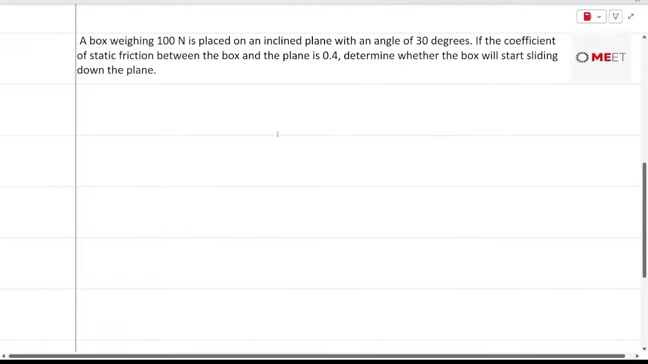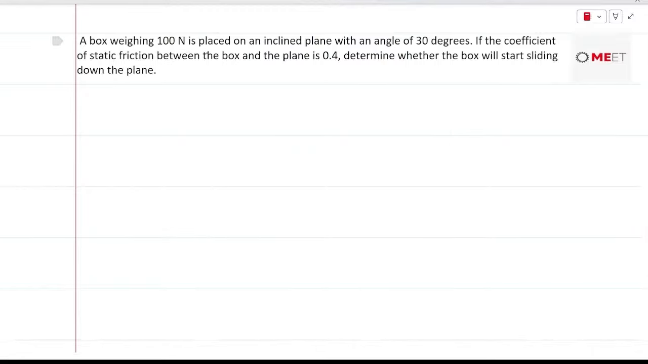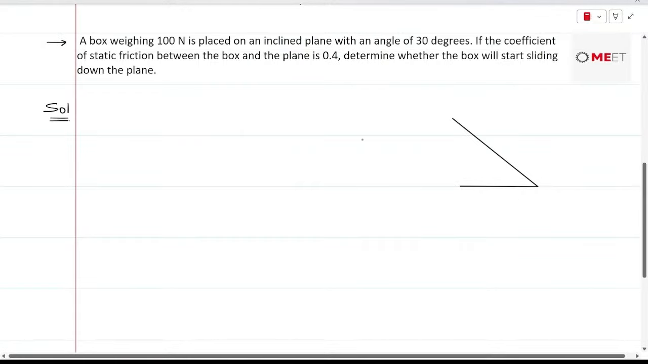The question says about a block whose weight is 100 Newton and it is placed on an inclined plane with an angle of 30 degrees. If the coefficient of static friction between the block and the plane is 0.4, determine whether the block will start sliding down the plane or not. So first let me just draw the inclined plane. Let's say this is the inclined plane, and let me draw the horizontal as well. So on this inclined plane, we are finding a block that is resting.